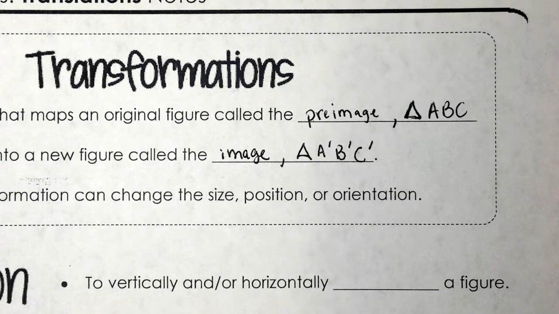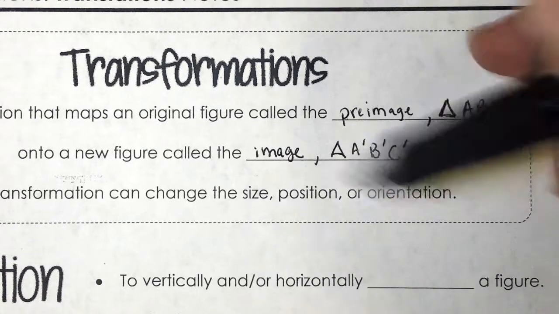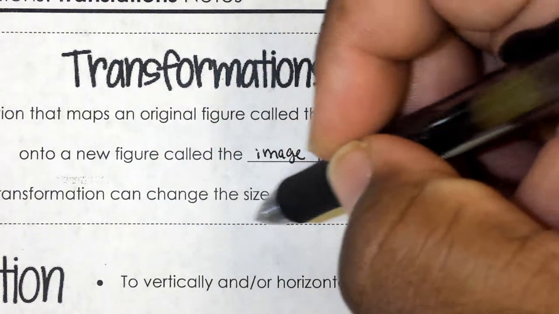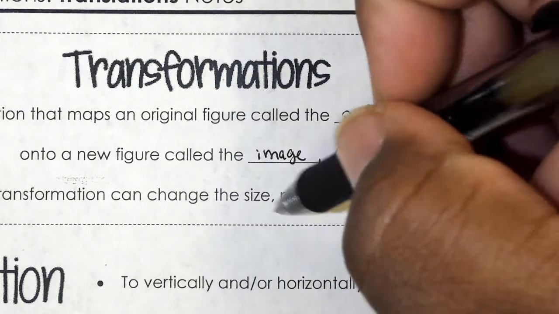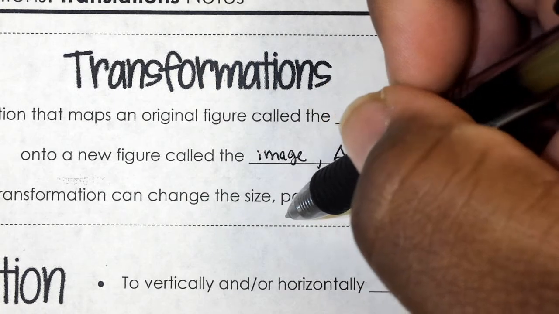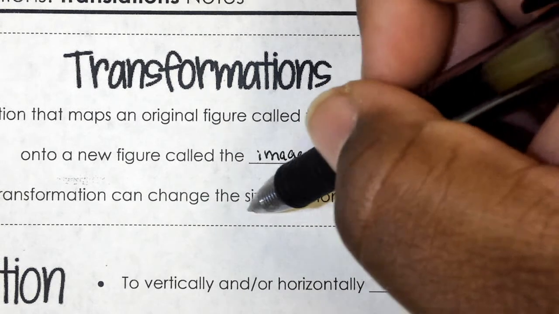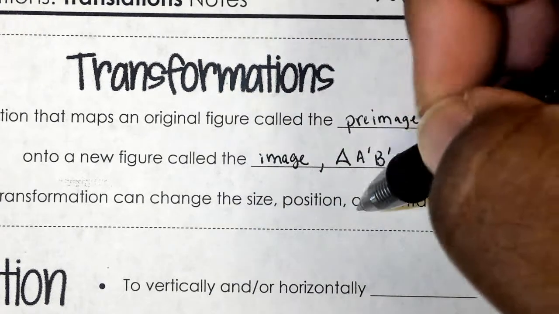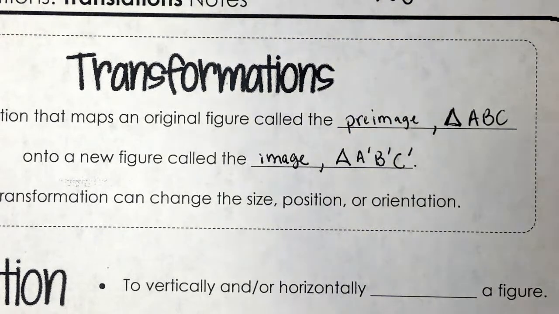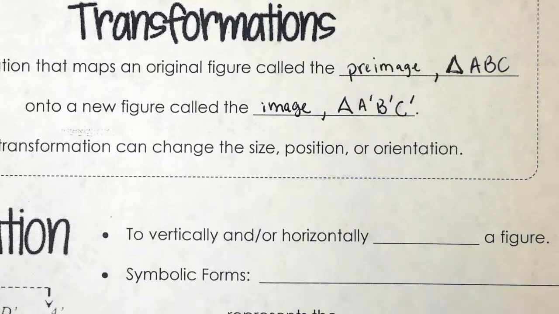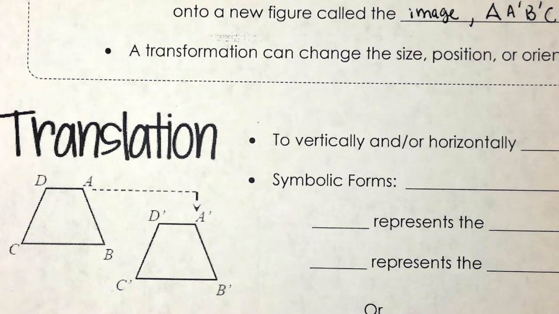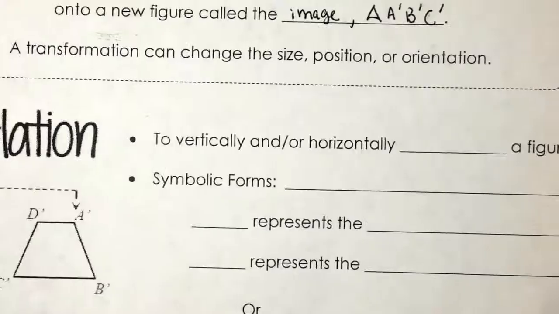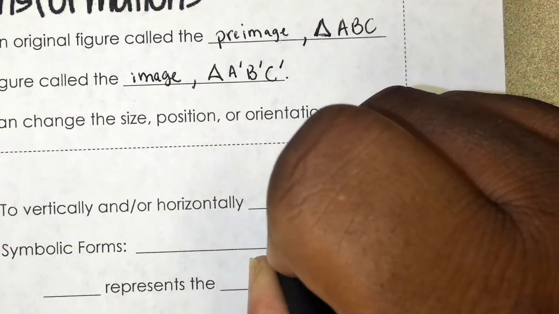Transformation can change the size, position, or orientation. In this case, the ones that we're doing in this unit, the size won't change. We'll do a transformation later on in the year called a dilation, and that one the size will change. But the ones we're doing for this unit, the only thing that's going to change is position and orientation. Like I said, the first one is a translation. The easiest one is to vertically or horizontally slide a figure.